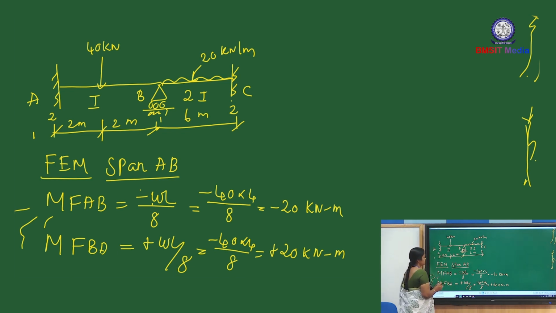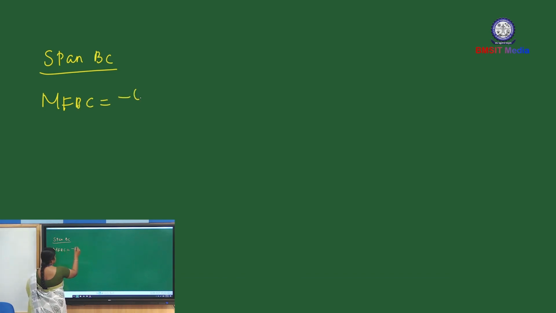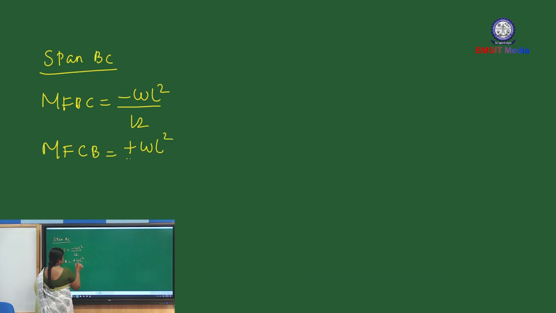Next we have to calculate the fixed end moment at B as well as C due to this UDL load, for the span BC. Span BC is subjected to UDL load. If it is a UDL load, the fixed end moment at B, with the left side always anticlockwise, equals minus WL square divided by 12. M F C B equals plus WL square divided by 12.